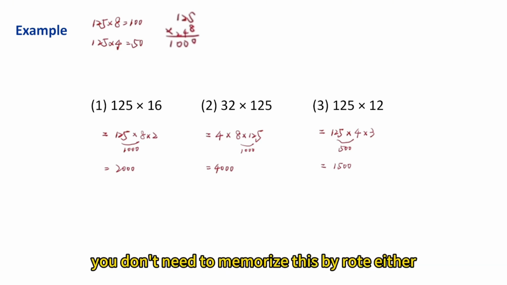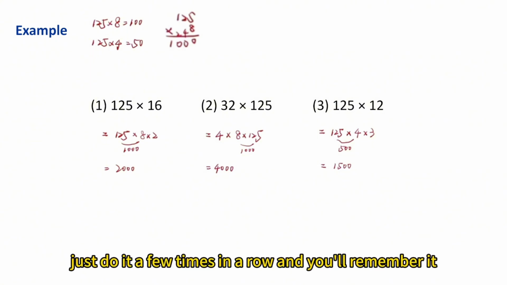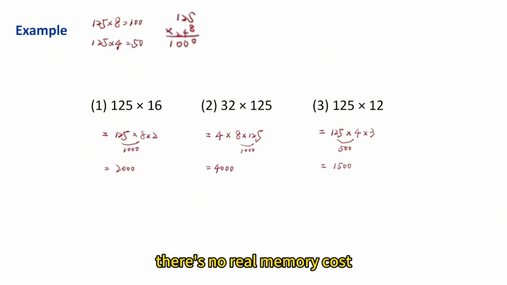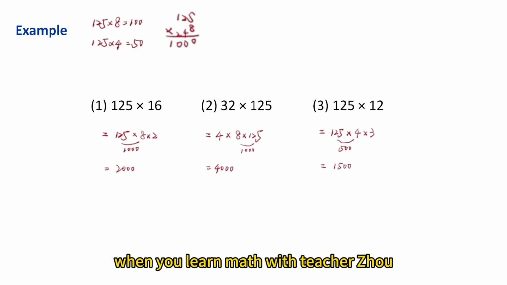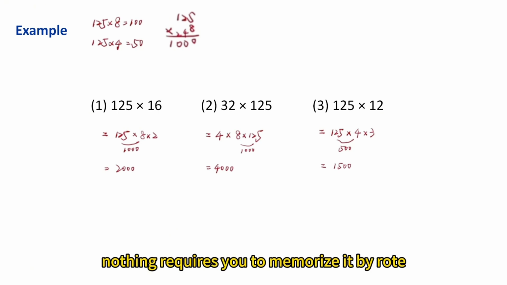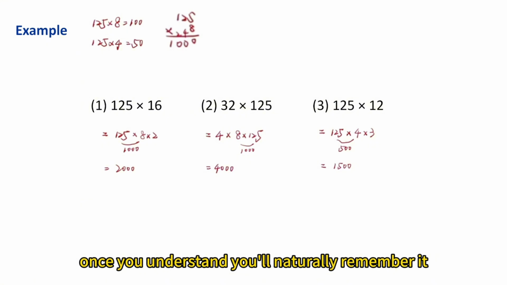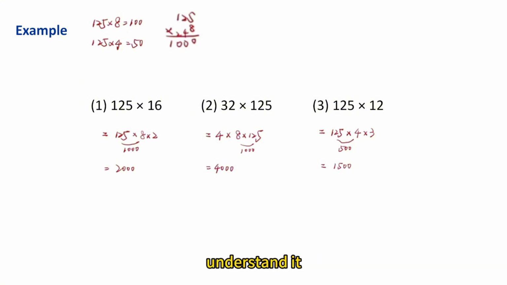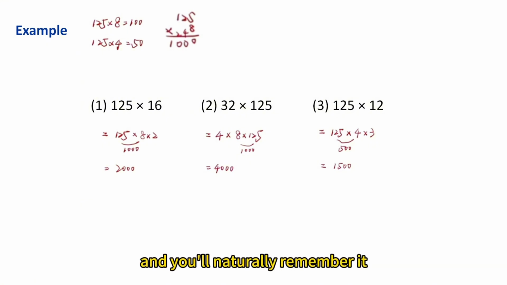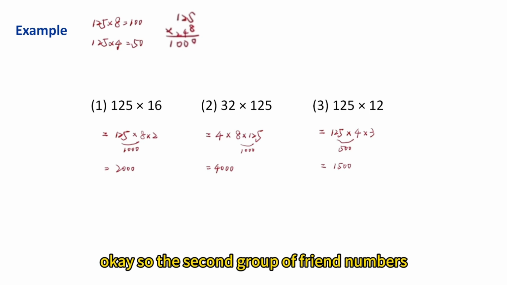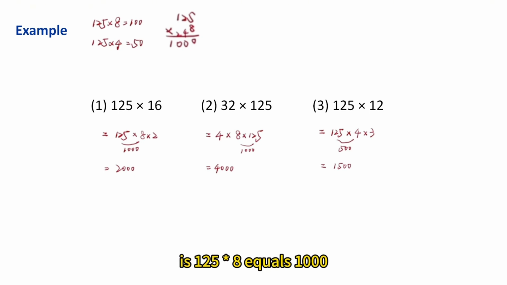To be honest, you don't need to memorize this by rote either, right? Just do it a few times in a row, and you'll remember it. There's no real memory cost. When you learn math with teacher Joe, nothing requires you to memorize it by rote. It's all about understanding. Once you understand, you'll naturally remember it. So the second group of friend numbers is 125 times 8 equals 1000.